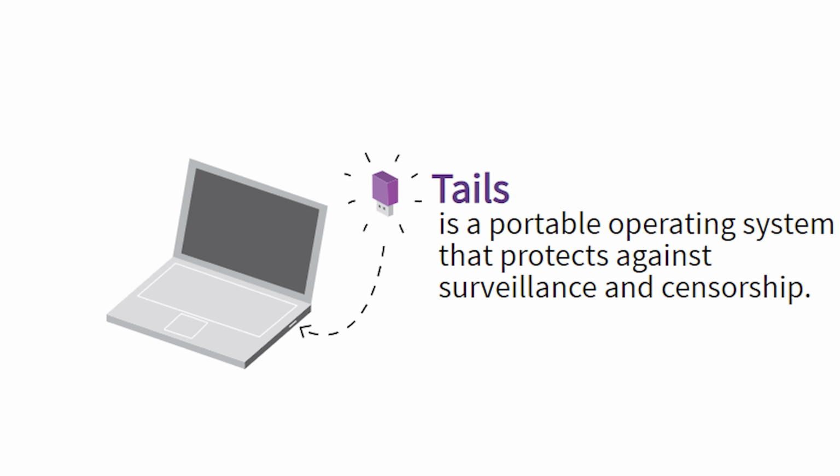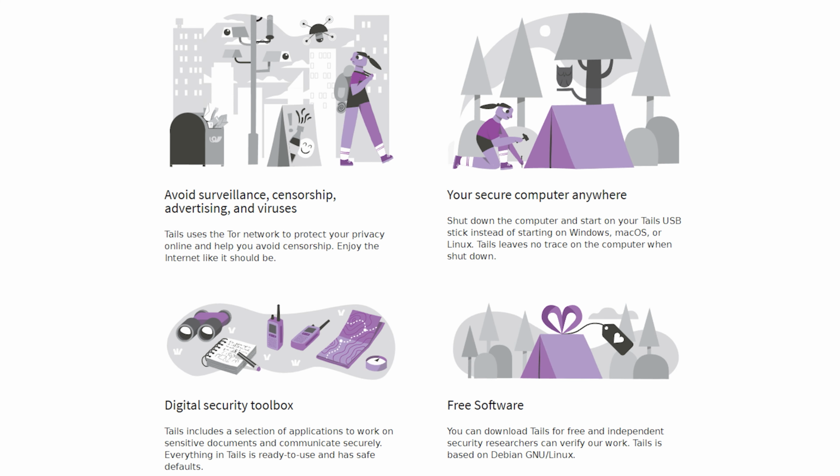Tails is a portable operating system that protects against surveillance and censorship. Avoid surveillance, censorship, advertising, and viruses. Tails uses the Tor network to protect your privacy online and help you avoid censorship. Enjoy the internet like it should be.